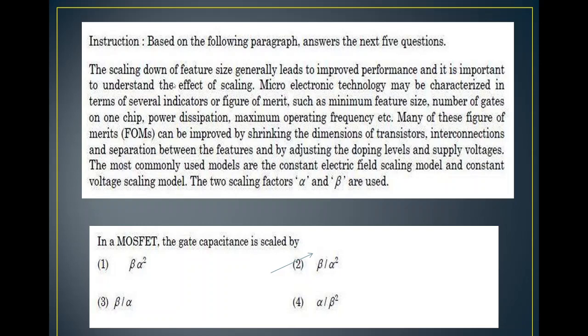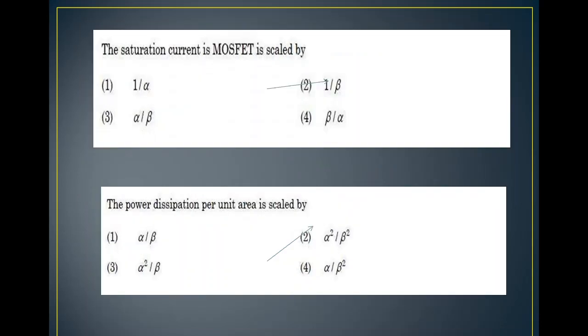Now, see the question. In a MOSFET, the gate capacitance is scaled by option first beta into alpha square, option second beta upon alpha square, option third beta upon alpha, and option fourth alpha upon beta square. And your correct answer, option second, that is beta upon alpha square. Next, the saturation current in a MOSFET is scaled by option first 1 upon alpha, option second 1 upon beta, option third alpha upon beta, option fourth beta upon alpha. Correct answer, option second, 1 upon beta.